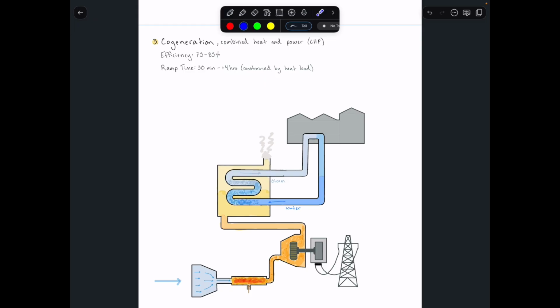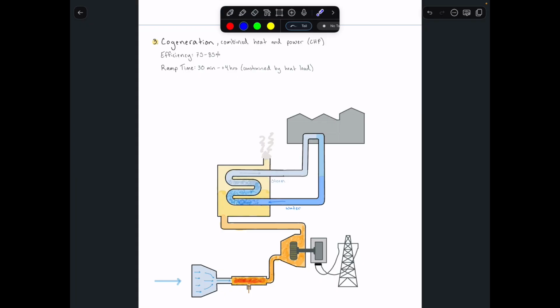And one of the examples is on UC Berkeley's campus, one of the universities in California. They have a cogeneration plant that is located on campus that takes natural gas and generates electricity for the campus, but then the steam that is produced from this natural gas power plant is then used to heat the buildings on campus. So that's pretty cool.